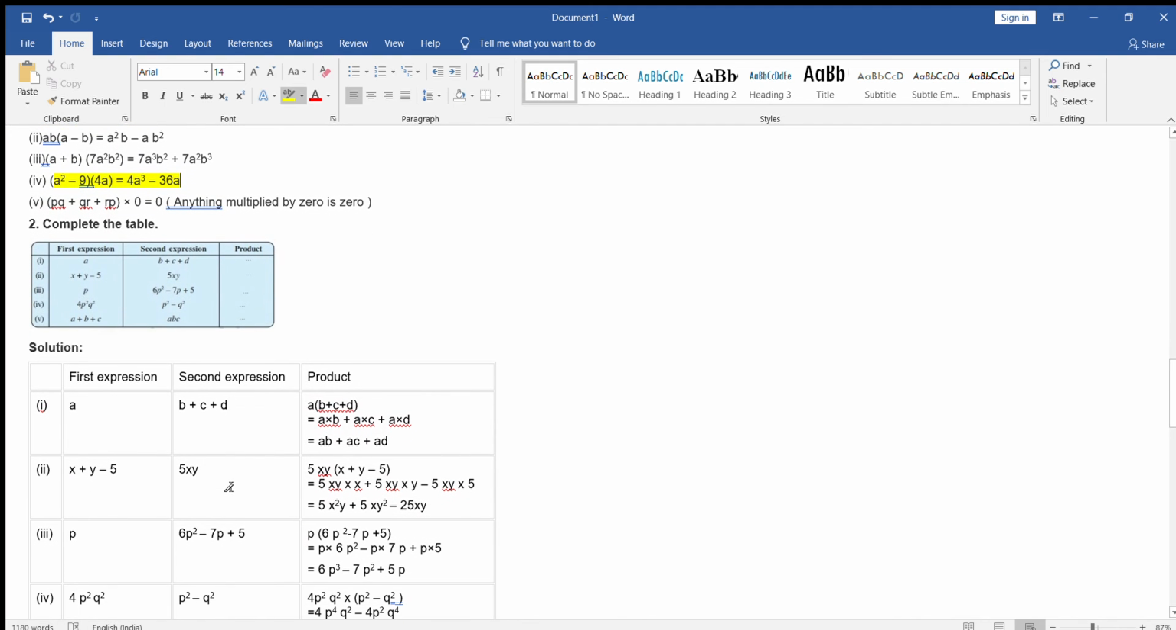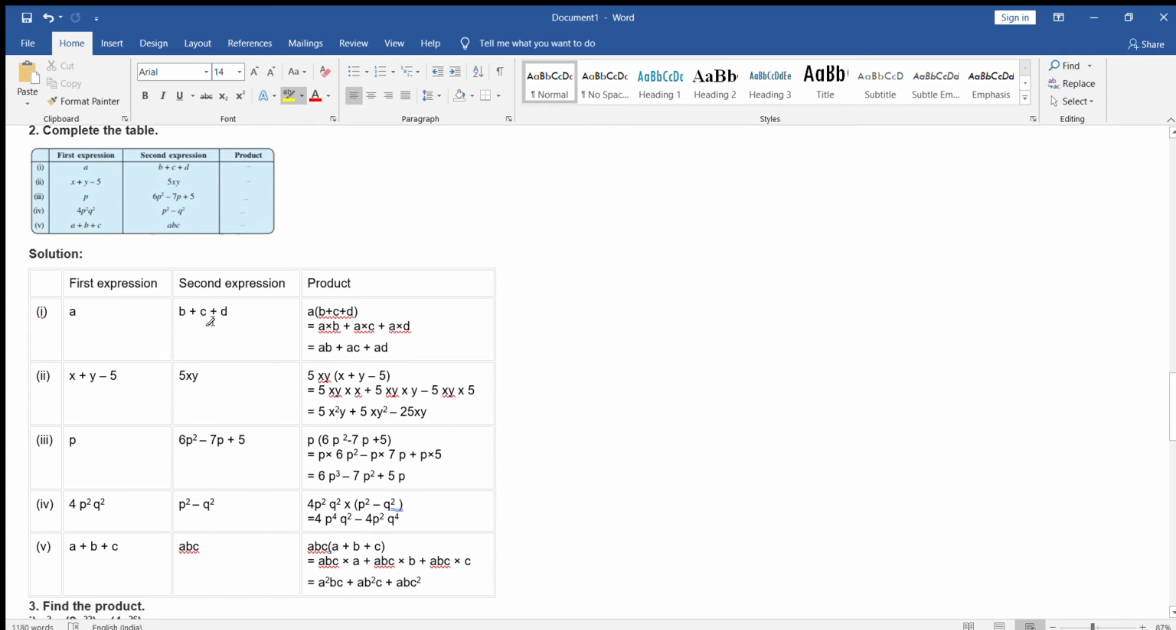Now see our second question, it is complete the table. Same as the previous exercise, we have to multiply. Okay, but here what we have to do, we have to multiply all the terms. All the terms we have to multiply. Okay, just see how we have completed. We have to multiply a with b, c and d. So just see how we have found out the product.